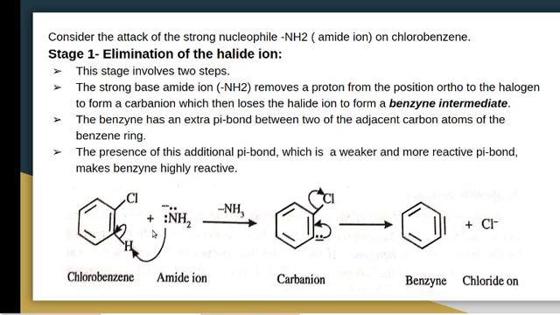That means first the incoming nucleophile takes up a proton from the chlorobenzene from the ortho position and forms a carbanion. And then from this carbanion, the halide ion, Cl- ion, will get removed and eliminated, forming an intermediate known as the benzyne intermediate. That is the first step of the benzyne mechanism or elimination addition mechanism.